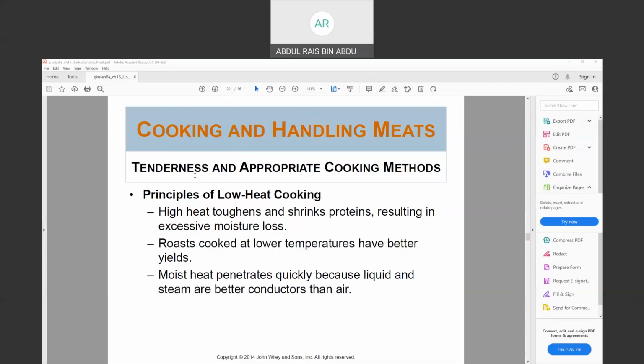All right, the tenderness and appropriate cooking methods. Okay, the principle of low heat cooking. Dia kat sini apa? High heat toughens and shrinks the protein, which often result in excessive moisture loss. Therefore, if you wish to do roast, dia kata apa? Roast cooked at lower temperatures would have a better yield lah as compared to roast at high temperature. Moist heat penetrates quickly because liquid and steam are better conductors than air, right?